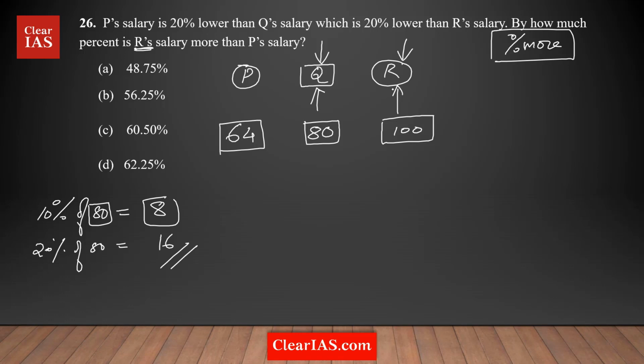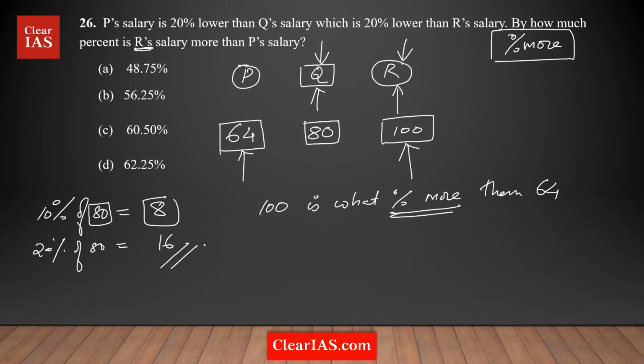Okay. And the question is asking by how much percentage is R's salary. So you're comparing R's salary with P's salary. That is, the question is asking: 100 is what percentage more than 64? That's it. If you're able to solve it, you're done.